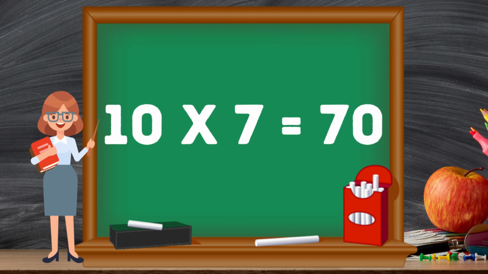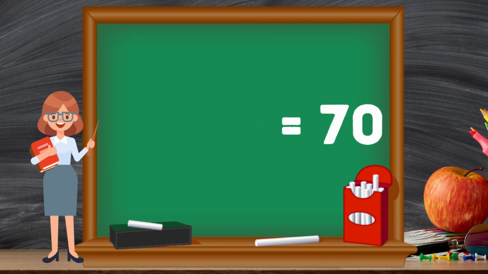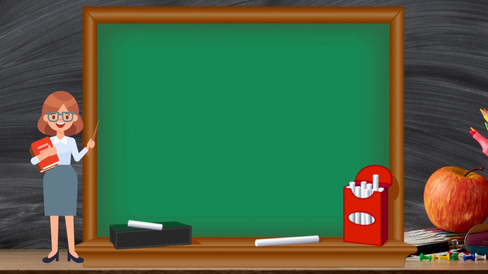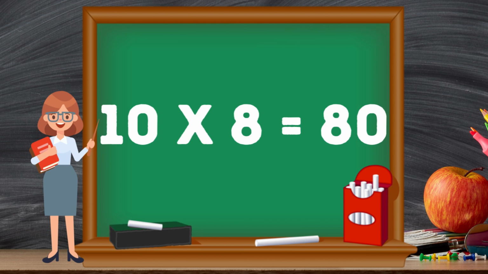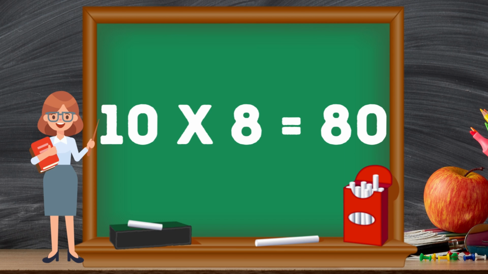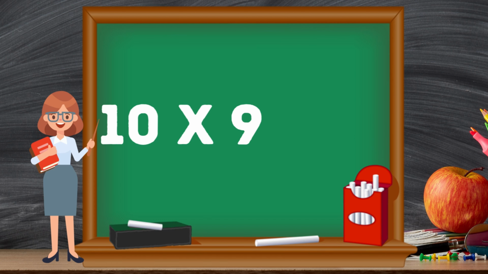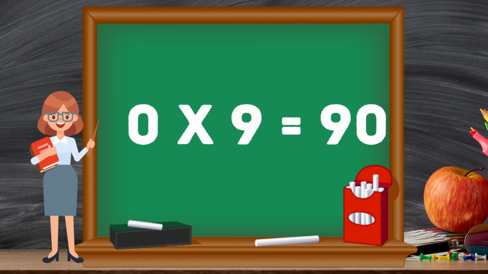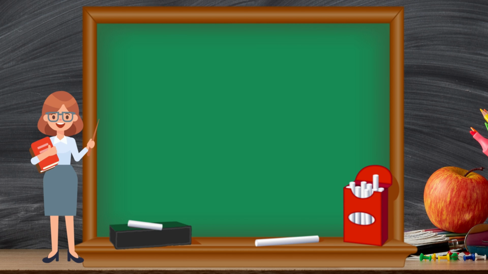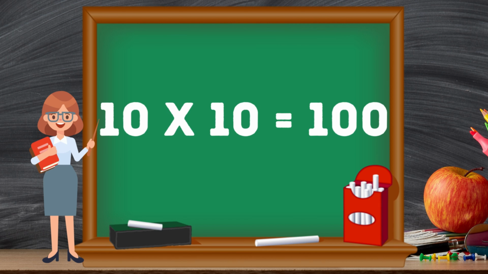10 sevens are 70. 10 eights are 80. 10 nines are 90. 10 tens are 100.